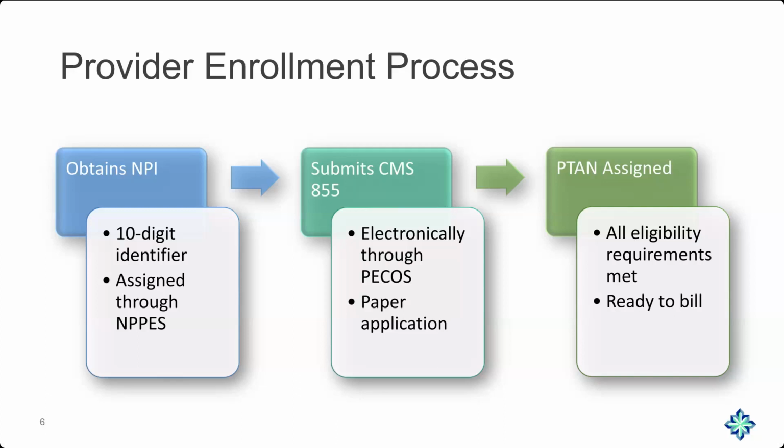You can do so electronically through our provider enrollment chain and ownership system, also known as PECOS, or you can submit through a paper CMS 855 application. We'll talk about those a little bit more in a second. Once we have everything and everything verifies, we'll make an enrollment decision. If it is an approval decision, then a PTAN is assigned. A PTAN being assigned means that the provider meets all eligibility requirements, and at that point, you are ready to bill. Your record is built into our claims adjudication system for claims processing.